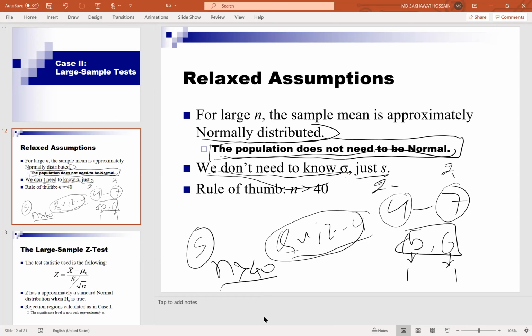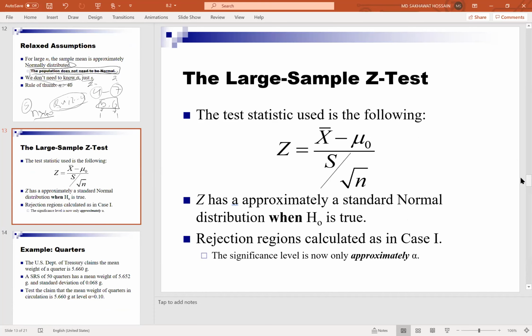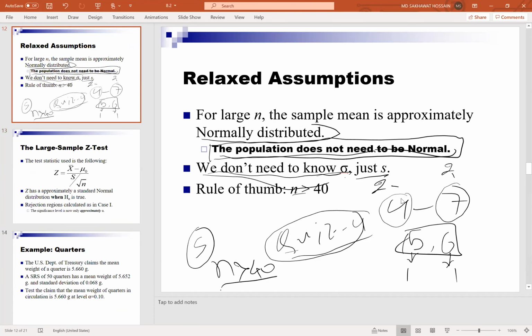Even for a smaller sample, when the sample size is less than 40, sometimes we can also use this test. It depends on the data actually. First you will fit your data, but in this course, for learning purposes, you will consider n as large when n is greater than 40. Okay.